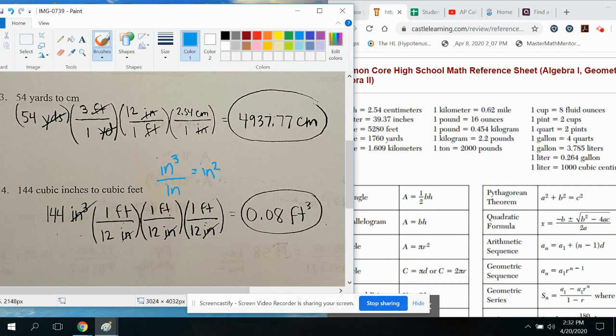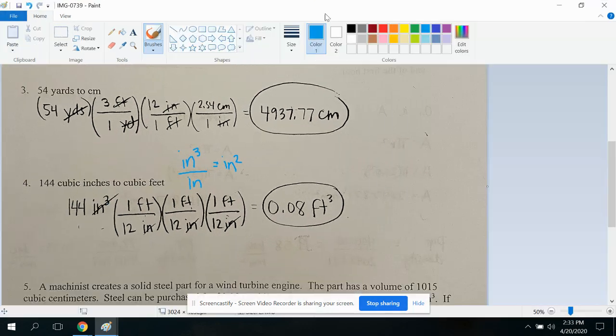The unit analysis stays true. Feet times feet times feet, feet cubed, inches times inches times inches, inches cubed, goodbye to that. So for that conversion, I take 144 and divide by 12 cubed. You end up getting 0.08 feet cubed.